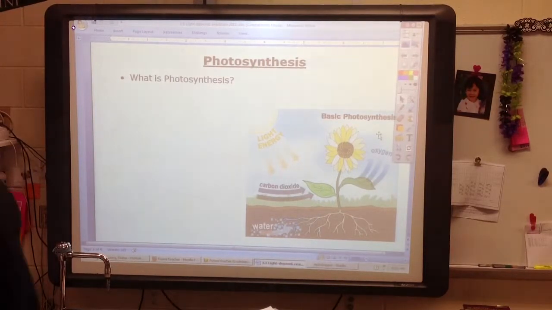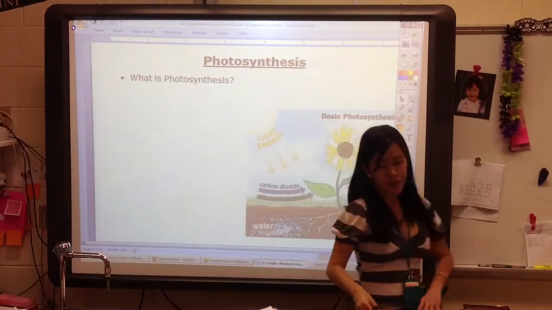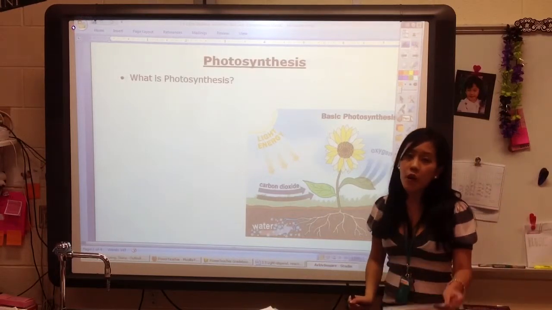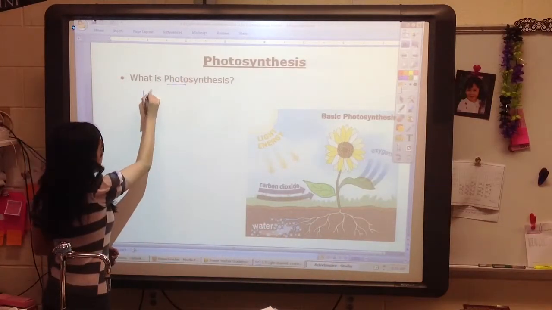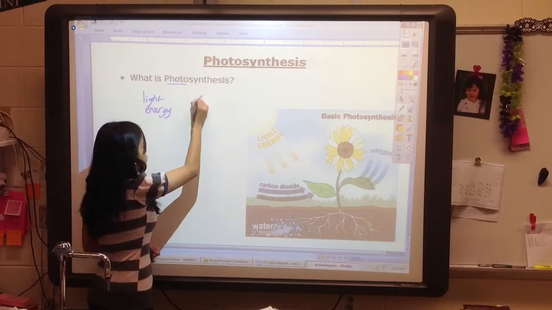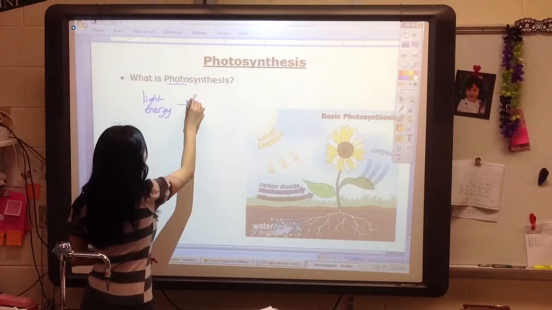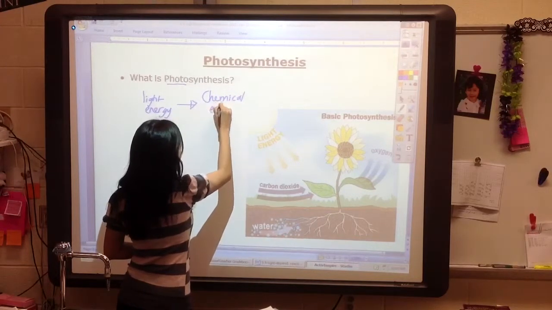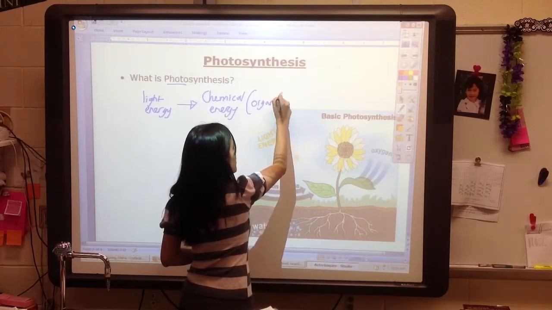So we've already been introduced to photosynthesis and the basics of what it is. But as a little reminder, let's again review a little more. So photosynthesis. Photosynthesis, we are using light energy to produce chemical energy in the form of an organic molecule.